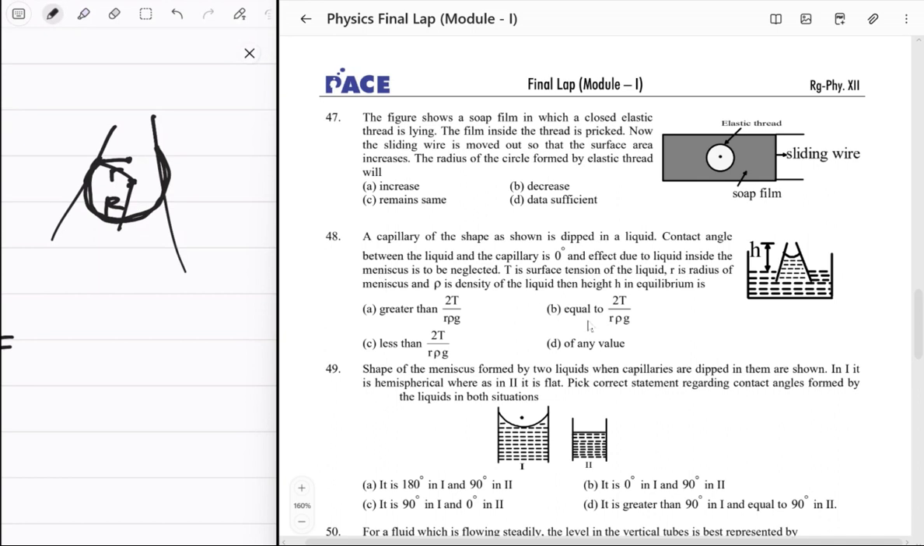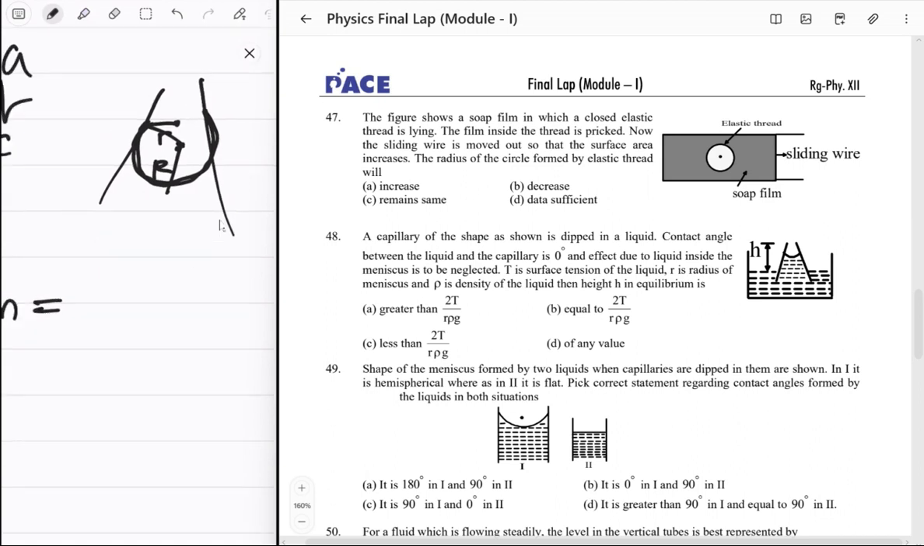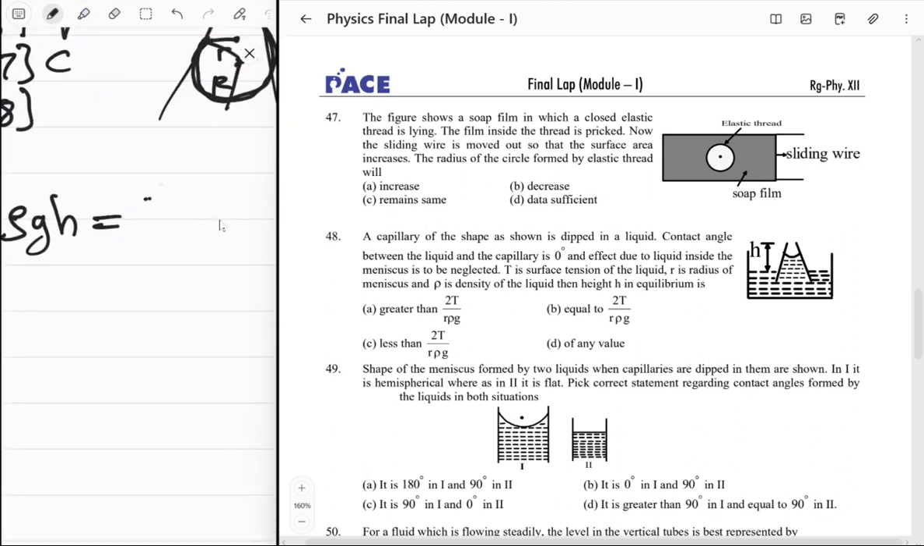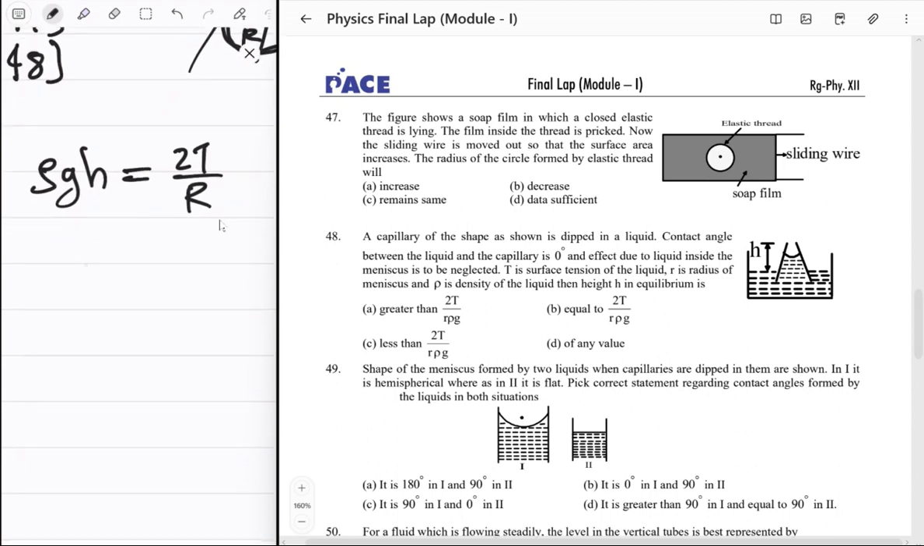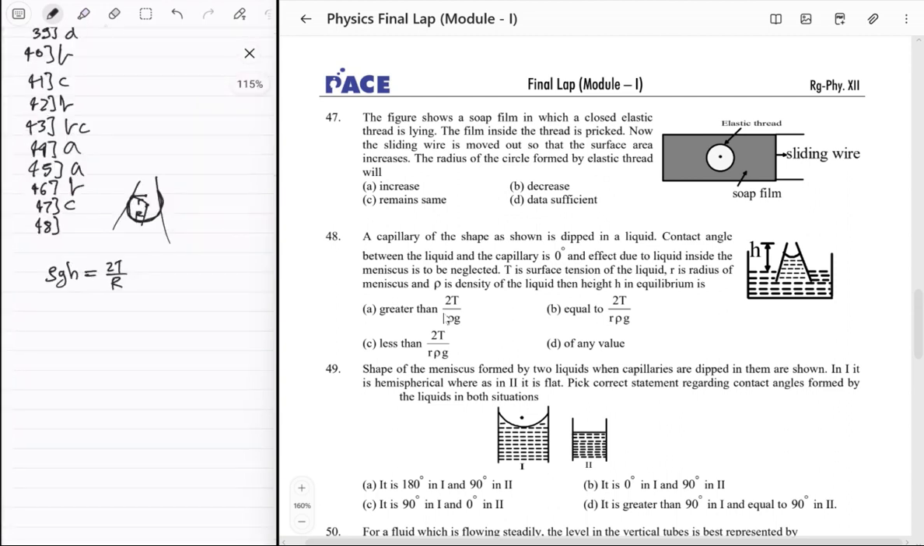Yeah, okay. I guess radius of curvature ही बोल रहे हैं वो. In that case, it's just equal to 2t upon r. So h would just be 2t upon r rho g or something like that. You know what? Let's skip this. I don't know. I just don't know कि यहाँ पे क्या हो रहा है.